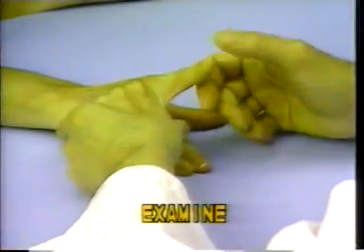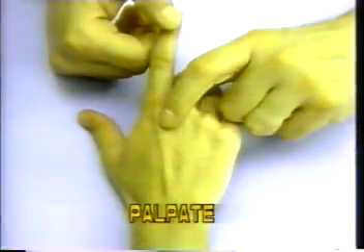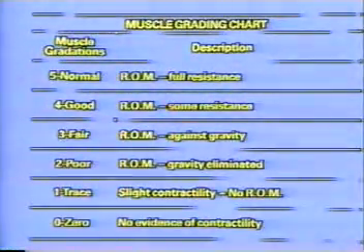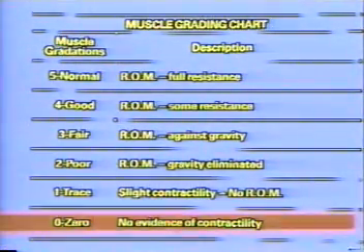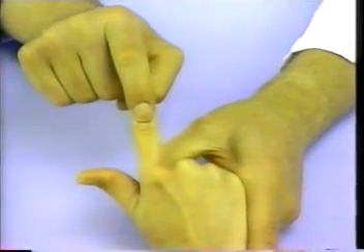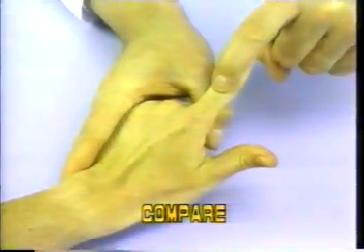Motor examination. When testing motor function, the examiner is reminded to examine individual muscles or groups of muscles. Palpate the tendon or muscle and record the strength according to the 0 to 5 muscle grading chart, where 0 indicates no evidence of contractility and 5 indicates complete range of motion against full resistance. Always remember to compare the strength of one muscle or group of muscles with its counterpart on the opposite side.